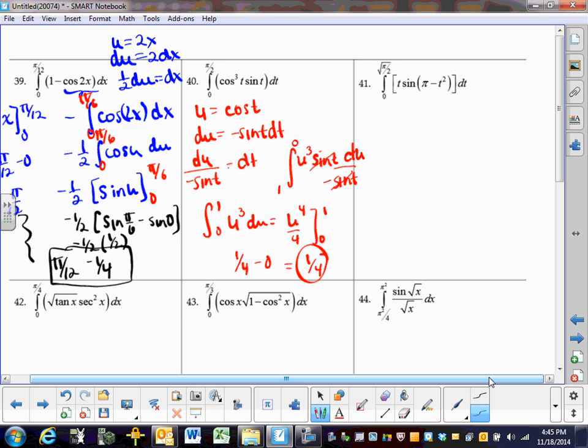For the next one, I have u equal to pi minus t squared. Remember, pi is a constant, so the derivative is just negative 2t dt. If I change these out, pi minus 0 is pi. Pi minus the square root of pi over 2 squared is pi minus pi over 2, and pi minus pi over 2 is pi over 2. I have t sine u. And now my du over negative 2t goes in for dt.